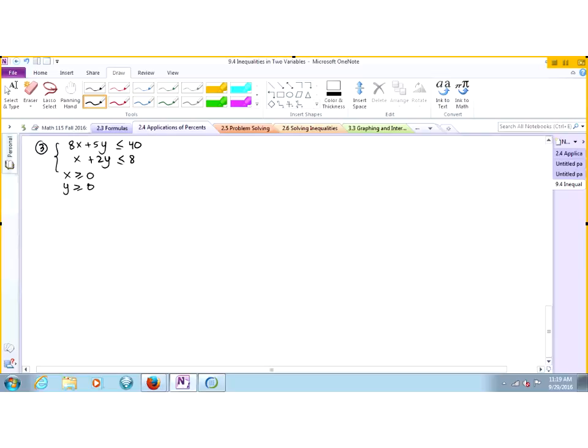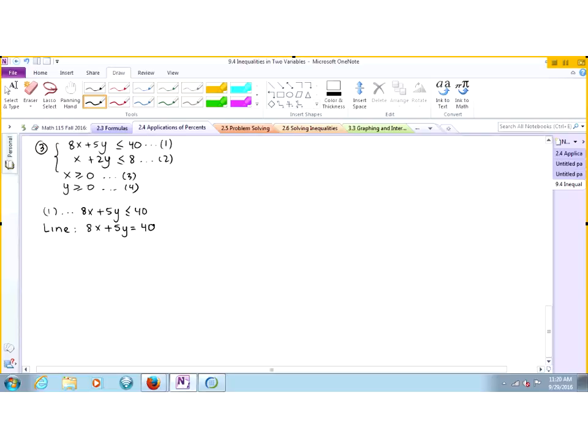Okay, good. So what are we trying to do here? So do the first one. 1, 2, 3, 4. Now, the first one is 8x plus 5y is less than or equal to 40. What is the equation of the line? Yes, good.